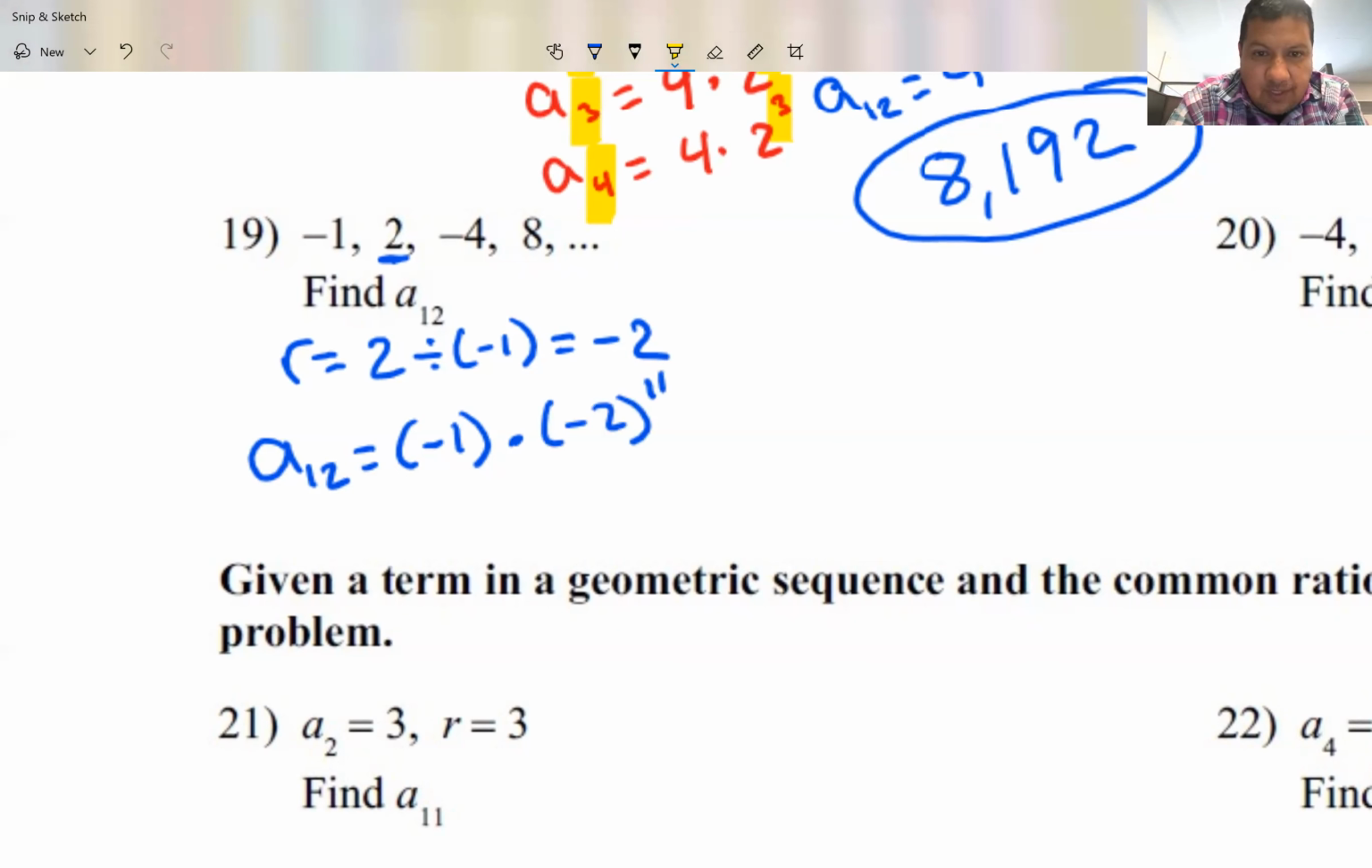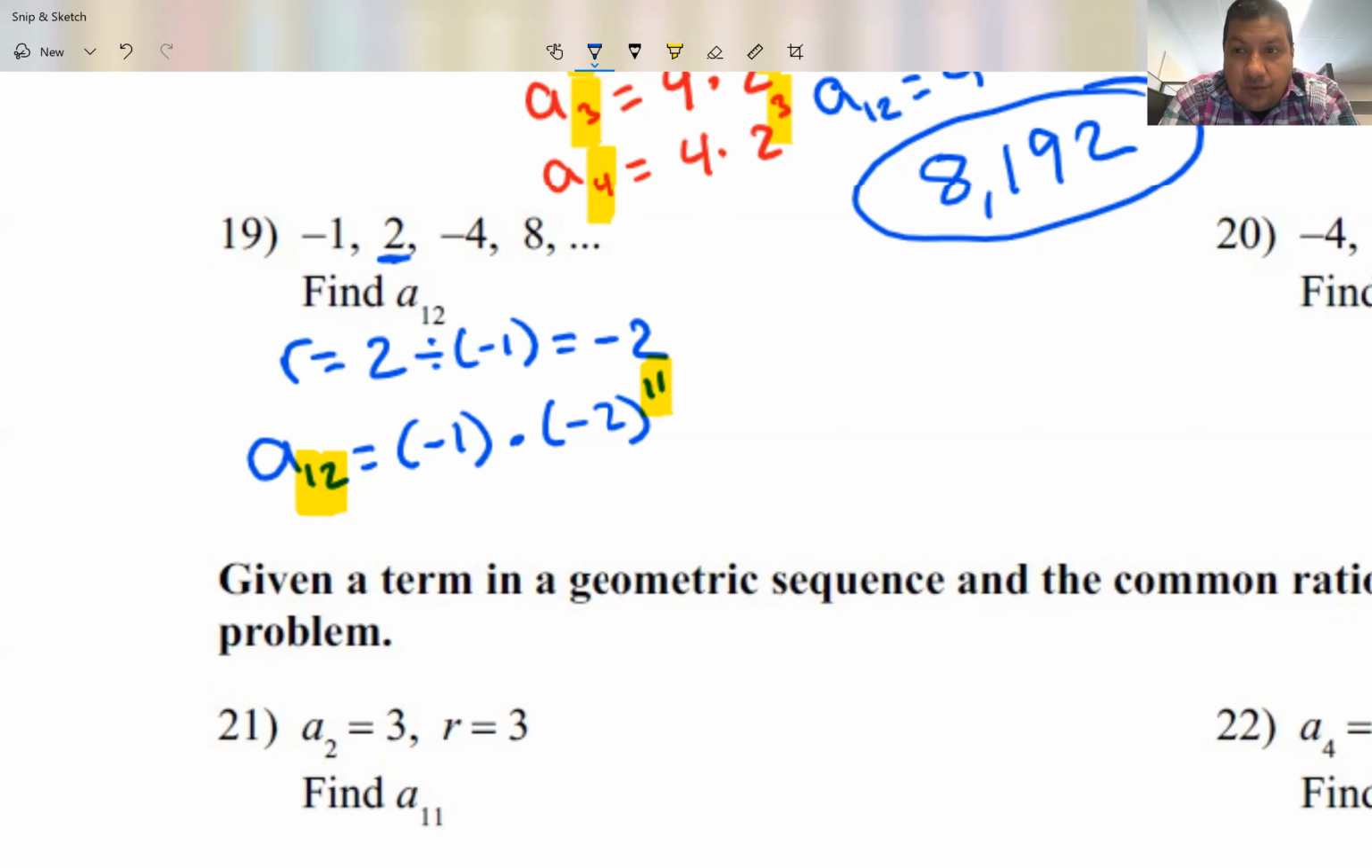I want to emphasize one thing. I'm looking for the 12th number on my list, so I multiply my ratio 11 times. I always multiply my ratio 1 time less than the number that I'm looking for. I'm looking at the 12th number, so I multiply my ratio 11 times. The reason it's 1 time less is that I start multiplying from the second number, not from the first number. I start multiplying once I get the second number.